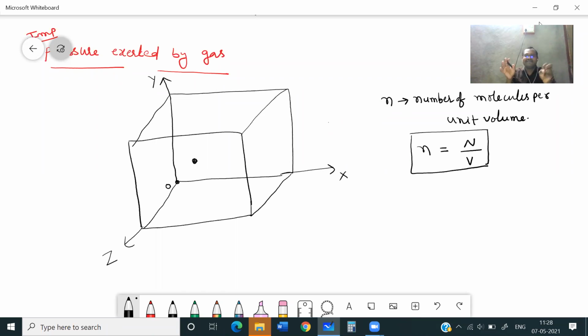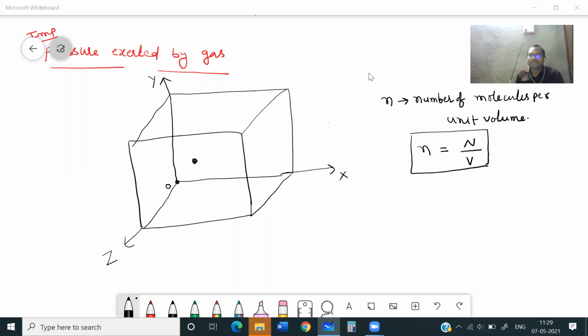According to the kinetic theory of gases, these gas molecules will be in random motion, in random directions, along the x-axis, y-axis, and z-axis. Some molecules will move along the x-axis, some along the y-axis, some along the negative y-axis, some along the negative x-axis. Like that, in all directions they will move. They will exert pressure, and that pressure we need to derive.